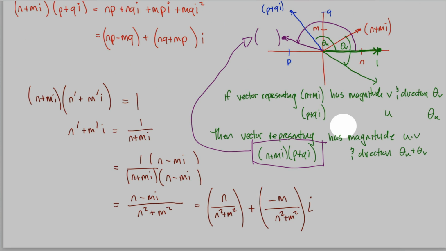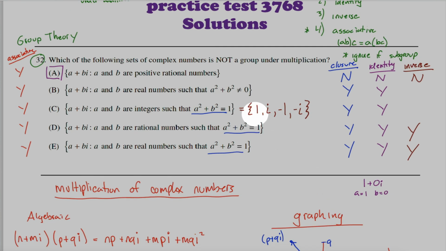For part C here, rather than consider this expression, it might be easier to just verify that each of these elements has an inverse. The inverse of 1 is 1 because 1 times 1 is 1. The inverse of i is negative i, because i times negative i is negative i squared, in other words, negative negative 1, in other words, 1. The inverse of negative 1 is negative 1, because negative 1 times negative 1 is 1. And as we already talked about, the inverse of negative i is i. We got all our inverses.